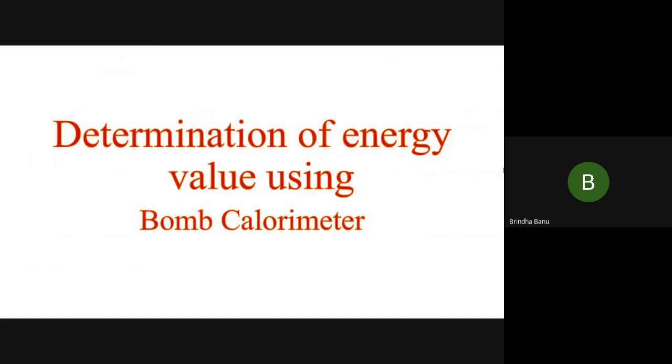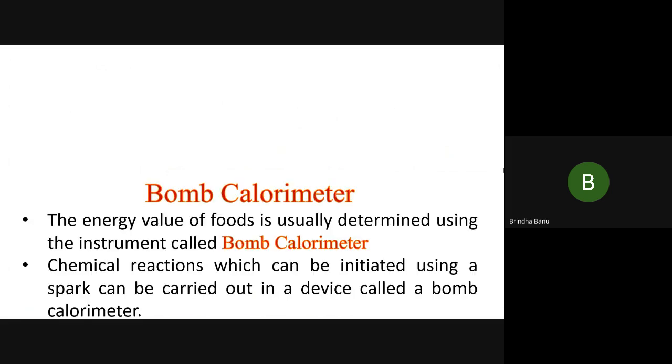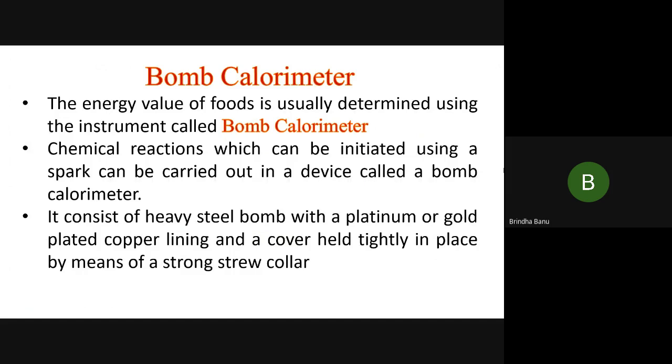So first thing, let us find how we can determine the energy value using a bomb calorimeter. So first one is bomb calorimeter. Bomb calorimeter is an instrument which is used to determine the energy value of the food. With the help of the chemical reaction, it can be initiated using a spark, carried out in a device called a bomb. It consists of a heavy steel bomb with a platinum or a gold-plated copper lining and covered tightly in place by means of a strong screw.